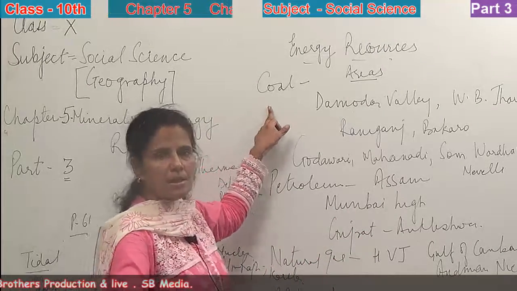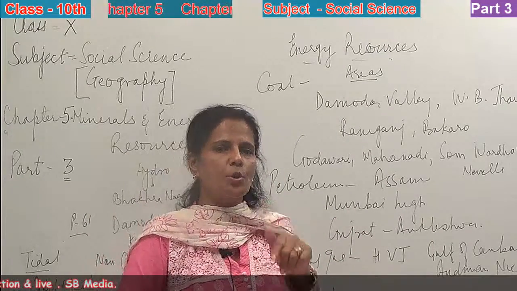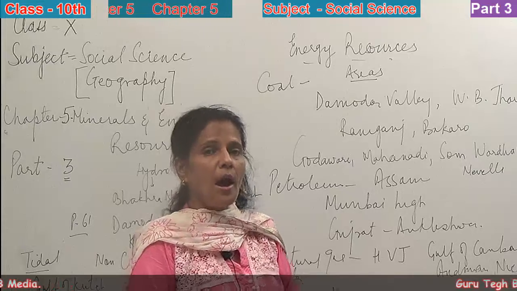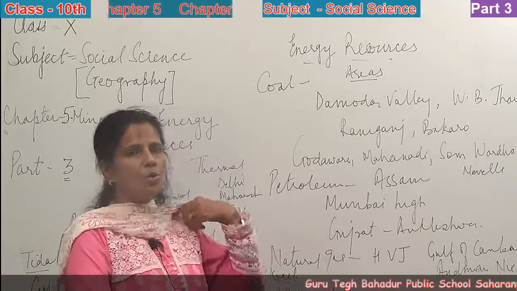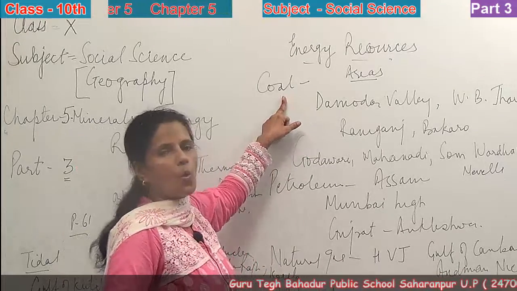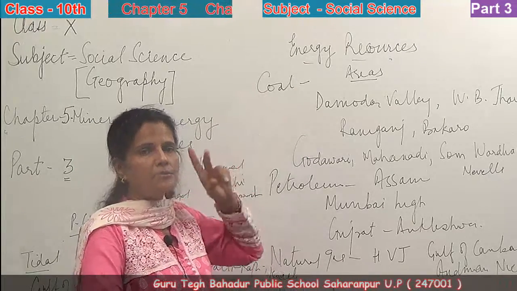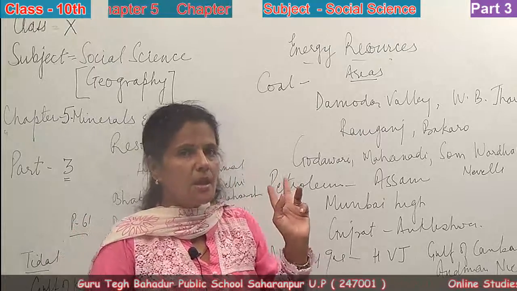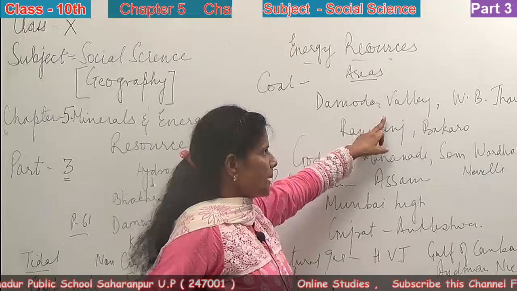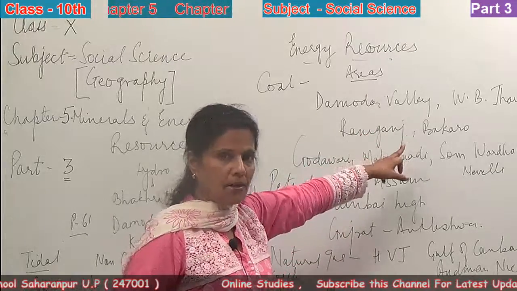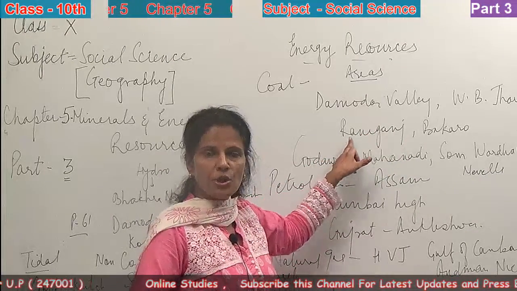As far as coal is concerned, note down in the map. I told you, keep a map of India with you, and side by side write down the areas where it is found. So all the four varieties of coal are found in India. It is found in two geological ages, and the map work is Damodar Valley, West Bengal, Jharkhand, Raniganj and Bokaro.